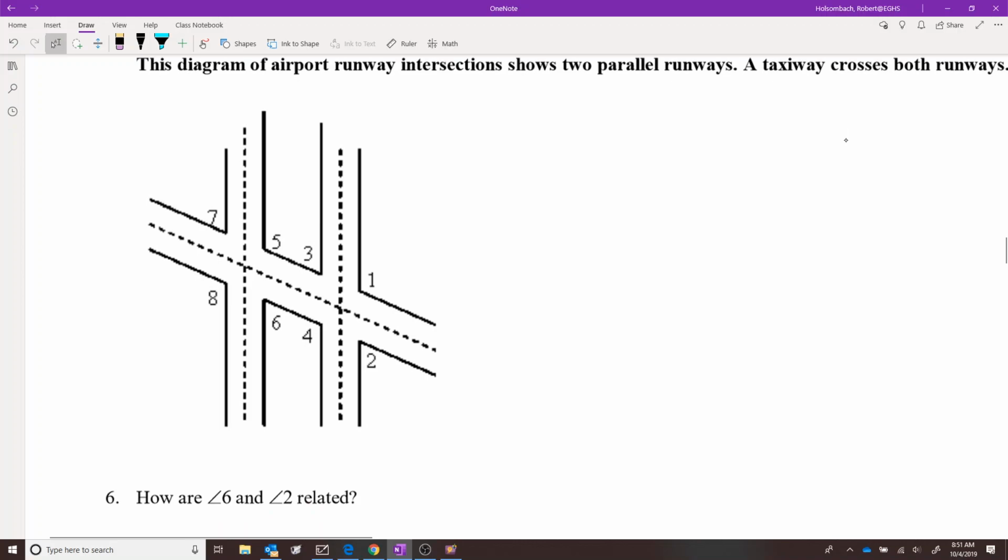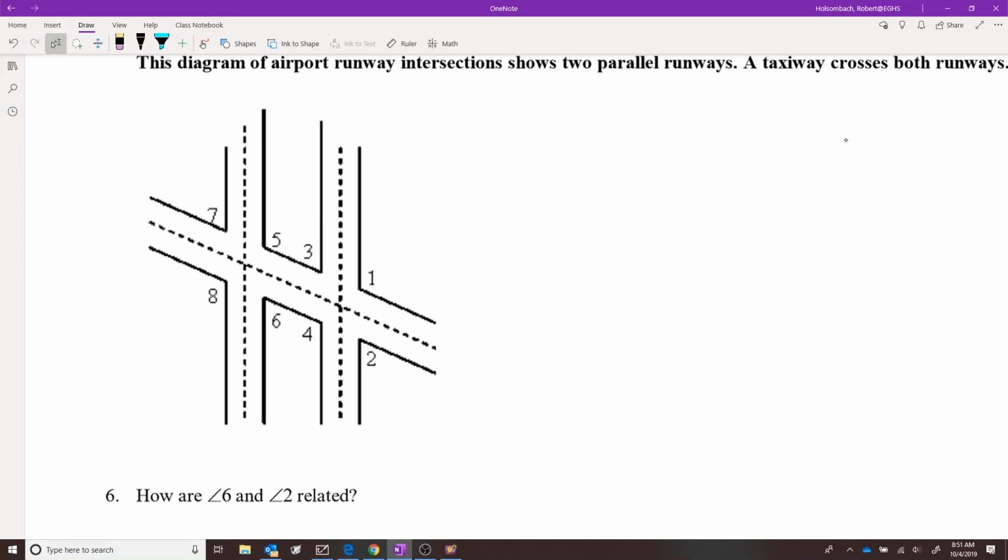Diagram of airport runway intersection shows 2 parallel runways. All right, so here's parallel, and this is parallel. A taxiway crosses both runways. All right, so I guess this is the taxiway right there. How are angle 6 and angle 2 related? So angle 6 and angle 2, we got 6 is right here, and 2 is right here.